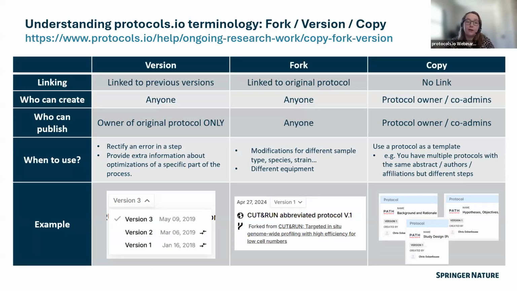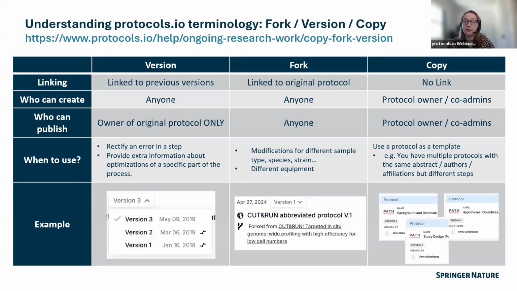A version allows you to link to previous versions. You can create a version of any protocol, but only the owner of the original protocol can publish the version. This can be used if you're trying to correct an error in a step or add new information, and you can view different versions on the website as shown here.